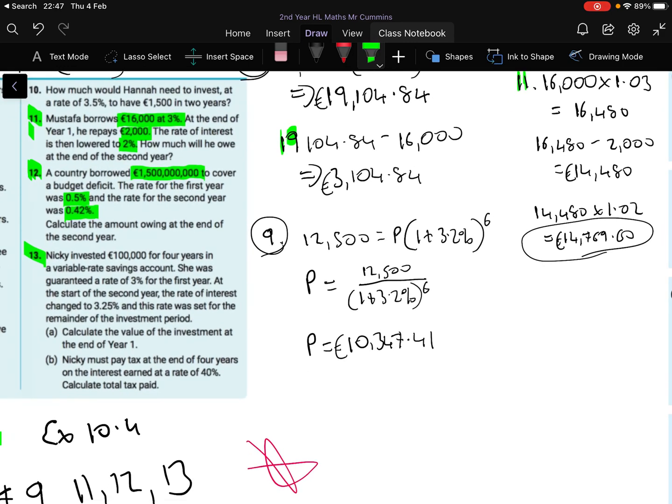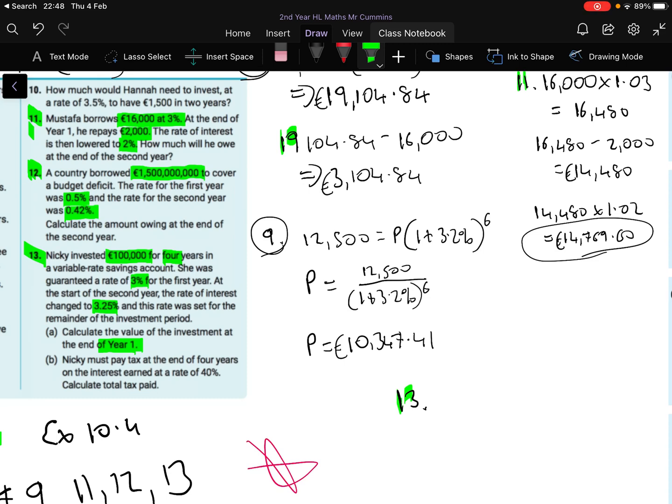Okay, I'm going to do question 13 for you, just for the sake of completion. No point doing them all, but this is slightly different again. Question 13: Nicky invested 100 grand for 4 years in a variable savings account, guaranteed a rate of 3% for the first year. At the start of the second year, the rate changed to 3.25, and this was set for the remainder of the investment period. How much is it worth at the end of year 1? So remember, it's 4 years. The first rate is 3%, and then it becomes 3.25 for the other 3 years.